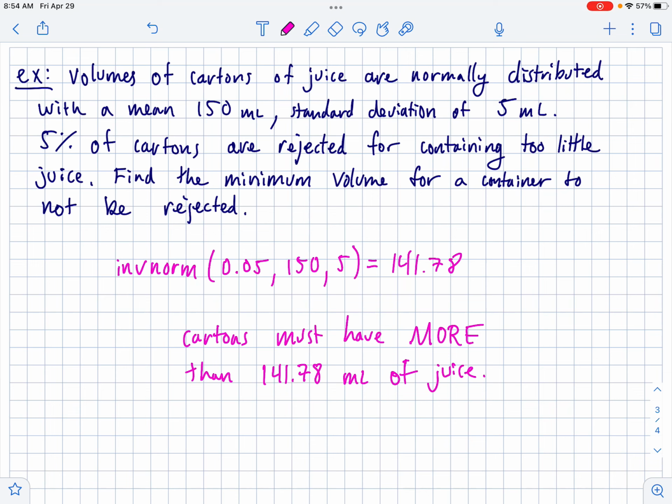All right, you guys, that's it for invNorm and the end of our distributions chapter, I think. Oh, no, wait, there's one more assignment. Anyway, that's how you use invNorm.